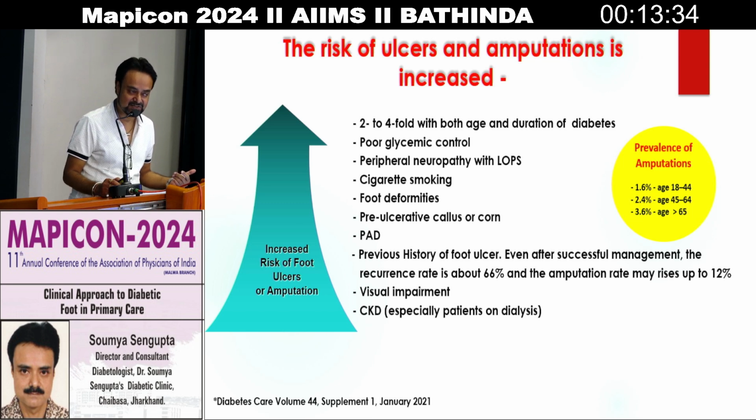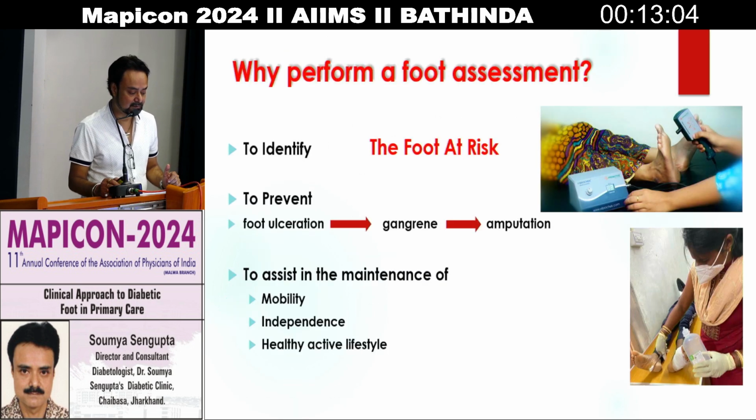As the age advances and the duration of the diabetes increases, the complications and the prevalence are more, like poor glycemic control, peripheral neuropathy, cigarette smoking, foot deformities, pre-ulcerative callus, corns, peripheral artery disease, and of course, previous history of foot ulcer. Even after successful management, the recurrence rate is about 66% and the amputation rate may rise up to 12%. Visual impairment, CKD, etc.